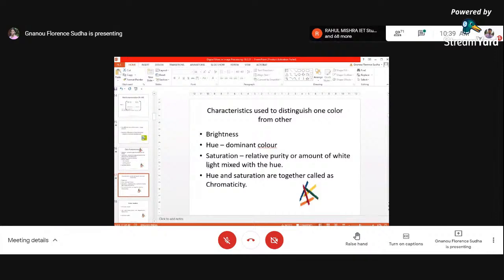Hue corresponds to the dominant color. Whether you want to make the image more reddish or more bluish or more greenish and so on, that is called hue. When you talk about saturation, it is how much whiteness you have added. So if you add white to the red, that is called saturation. Hue and saturation together are called the chromaticity of the image. So for color images you need to remember two things: one is the brightness, and another is the chromaticity, corresponding to the hue and saturation.